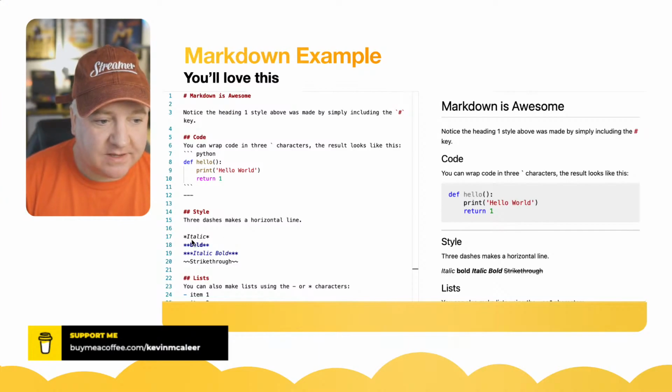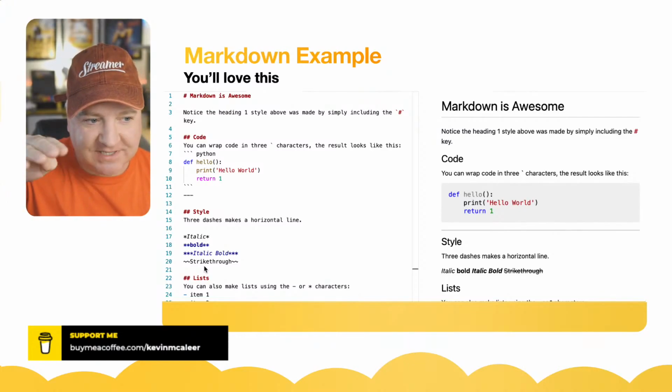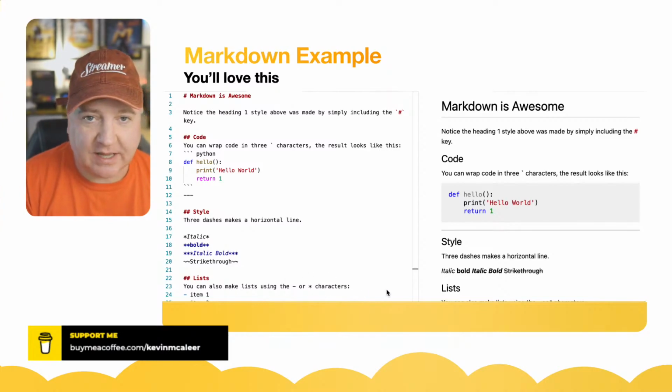And then we've got some other things. If you put a star either side of a word, you'll get an italic. If you have 2 stars, you'll get bold. If you have 3 stars, you get italic bold. And if you have 2 squiggles, it looks like an S on the side, if you put 2 of those either side, you get a strikethrough. And we can go on to look at things like lists as well, where you just put a dash and you'll get a bulleted list.